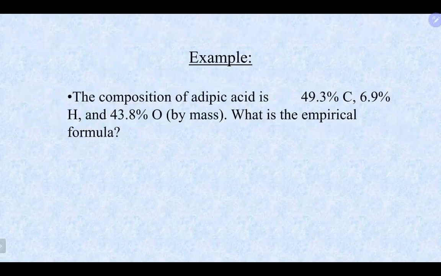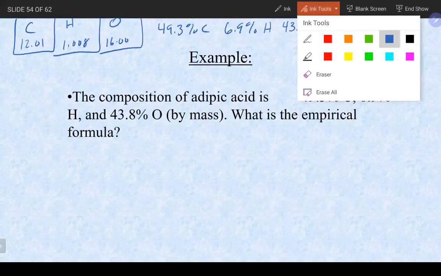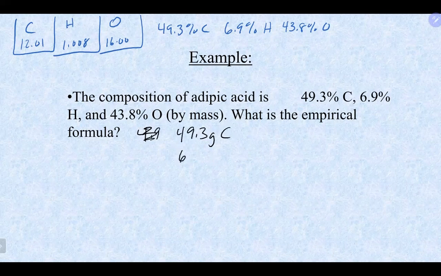All right, one more here. What is the composition of adipic acid? 49.3% carbon, 6.9% hydrogen. All right, so let's take a look here. We have our percentages. They do add up to about 100%. So we are just going to convert into grams, so we'll assume 100 grams. That'll give us 49.3 grams of carbon, 6.9 grams of hydrogen, and 43.8 grams of oxygen.